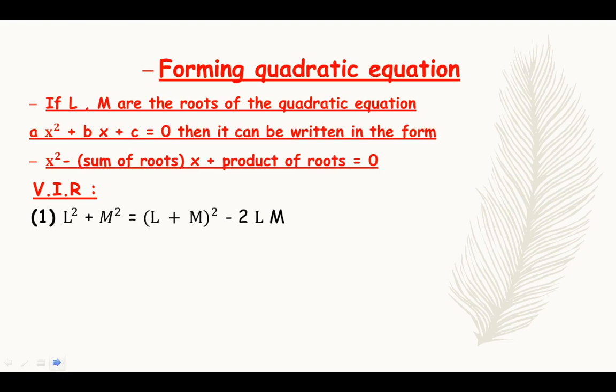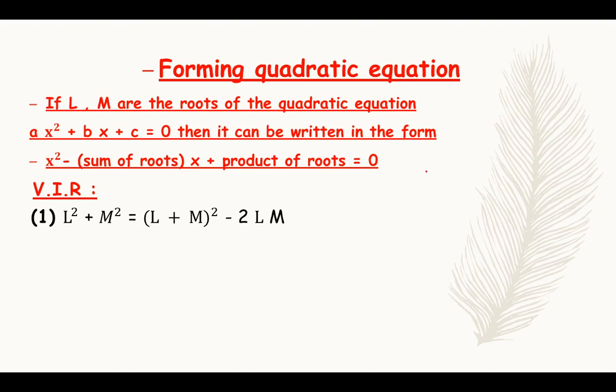Rule number 1. If we find L power of 2 plus M power of 2, you are going to change it to L plus M for all power of 2 minus 2LM. You can see that we have L power 2 plus M power 2. Then we change it into two parts. The first part is L plus M for all power of 2, which is the sum of the two roots, and minus 2LM. LM is the product of the two roots. Okay? I can explain this rule to you.